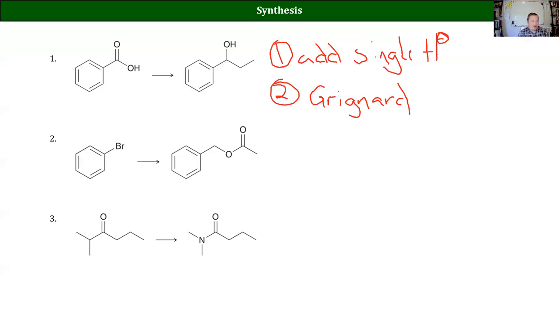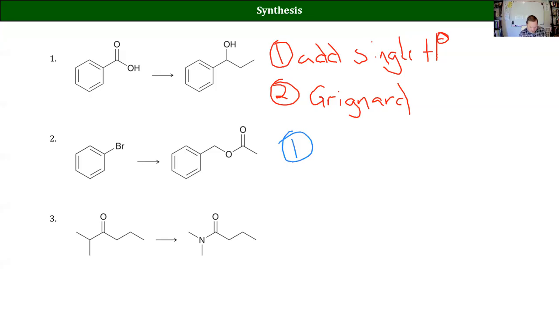But if you're trying to take an acid derivative and go to a secondary alcohol, it's always going to look something like this. If you're just trying to make it a primary alcohol, you can just add excess lithium aluminum hydride. If you're trying to make it tertiary, you can just add excess Grignard reagent, as long as the R groups you want to add are the same.